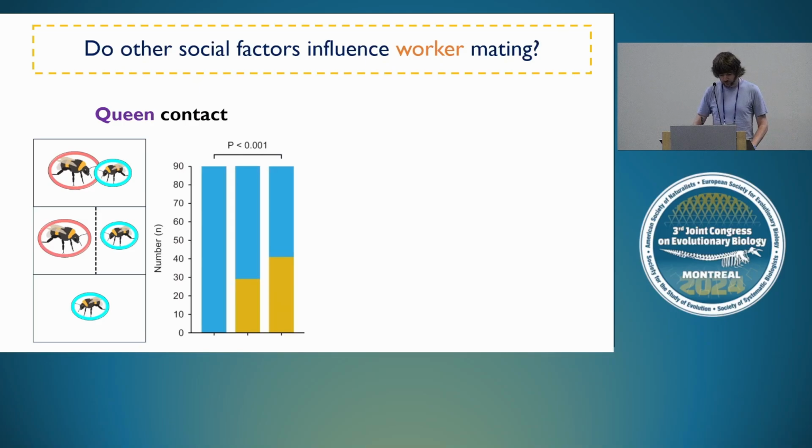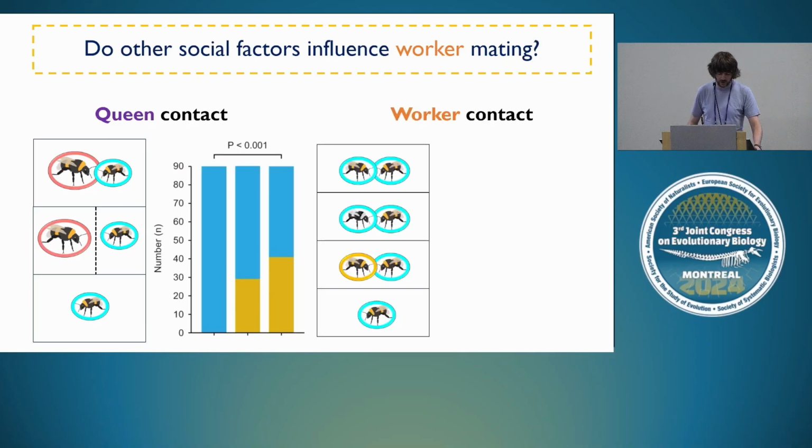Similar to before, individuals that are kept either in social isolation or inhibited from physical contact with the queen are able to mate. In contrast, individuals that have physical contact with the queen do not mate. This implies then that queen contact has a negative effect on worker mating.